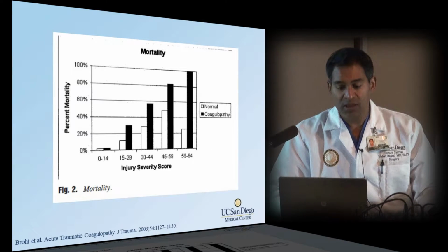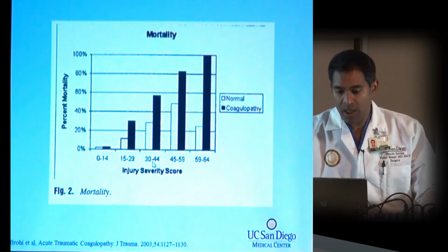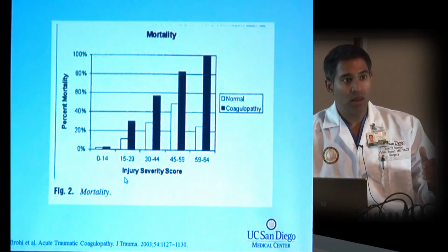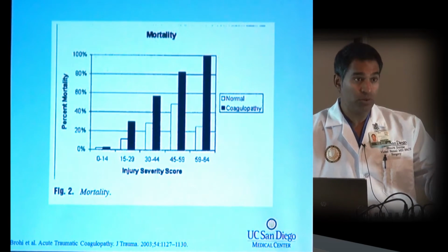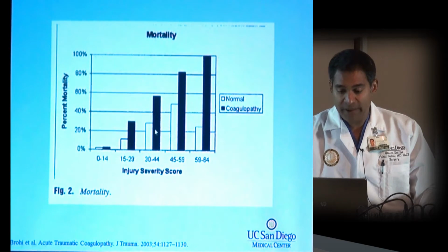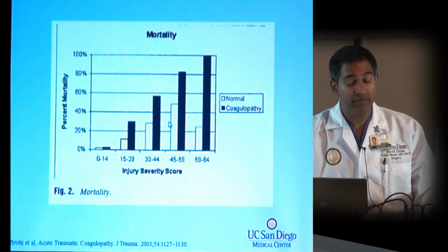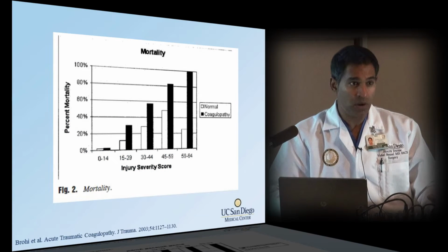Now, look at mortality in coagulopathy. This is based on injury severity here, and the black is coagulopathy. If you have a coagulopathy, the chances of you dying are a great deal more, right? So here's the non-coagulopathic patient, and the same injury severity for the coagulopathic patient almost doubles your mortality, all right?